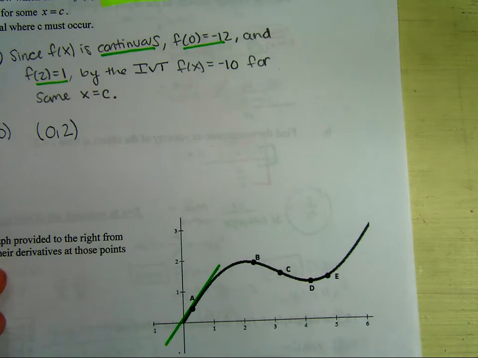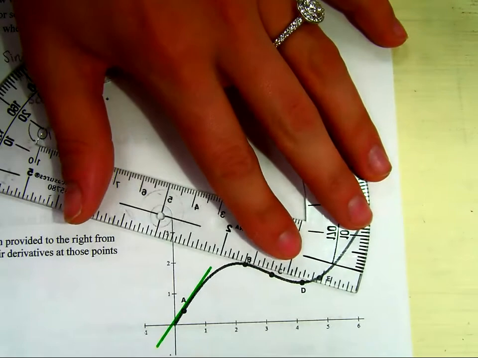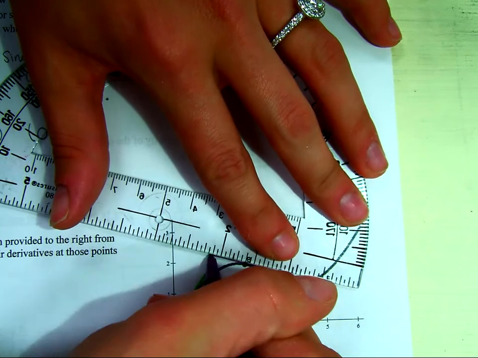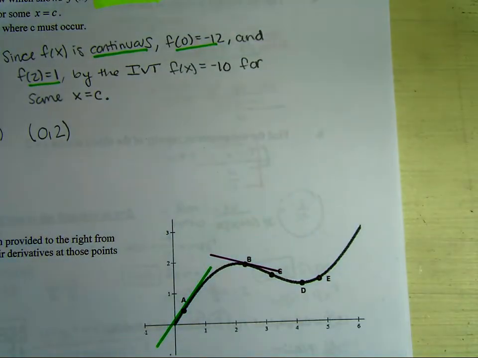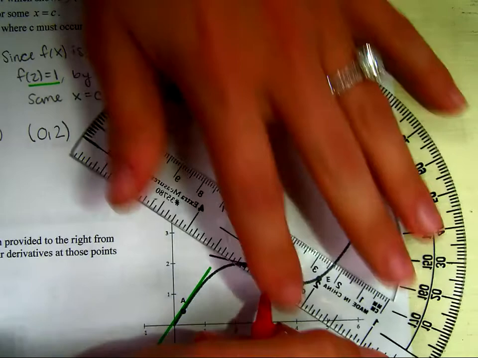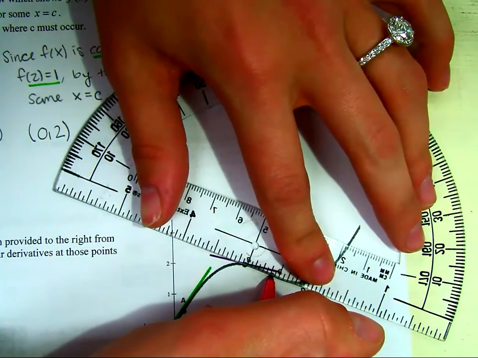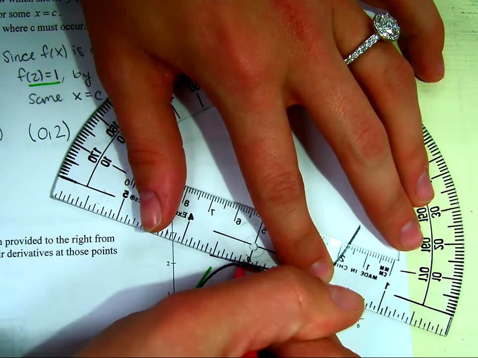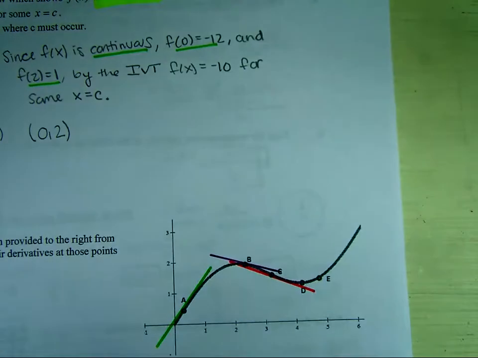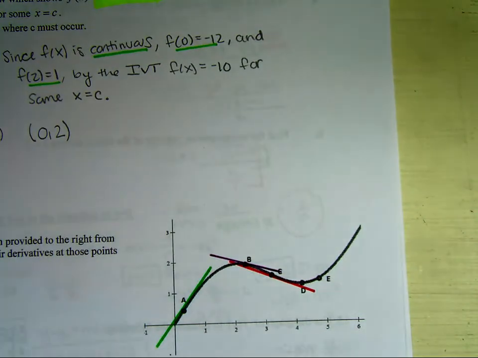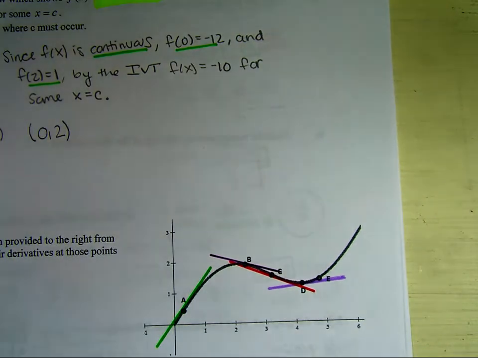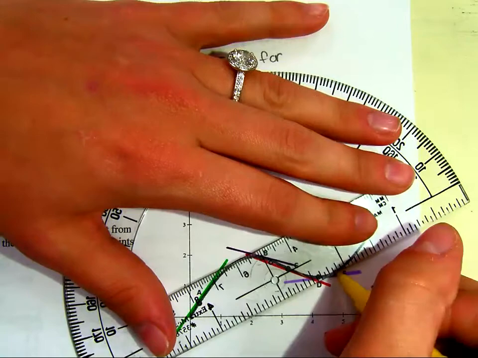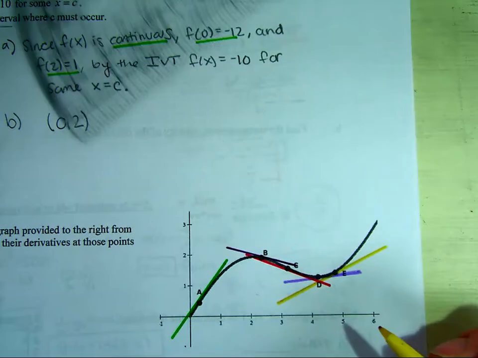In part B, something like that. Part C, that one probably goes underneath. Something like that. D, looks like that's going to have a slope of 0. And then E is the last one. That looks like it's going to be somewhat of a positive slope right there.